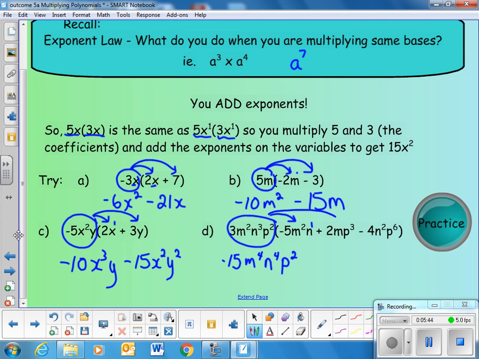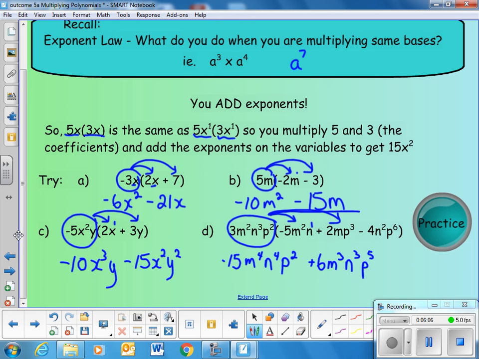Now we do that monomial times the second term and repeat that whole process. 3 times 2 is positive 6. For the m's, we have 2 plus 1 is 3. For the n's, we just have 3, nothing to add. And for the p's, 2 plus 3 is 5.